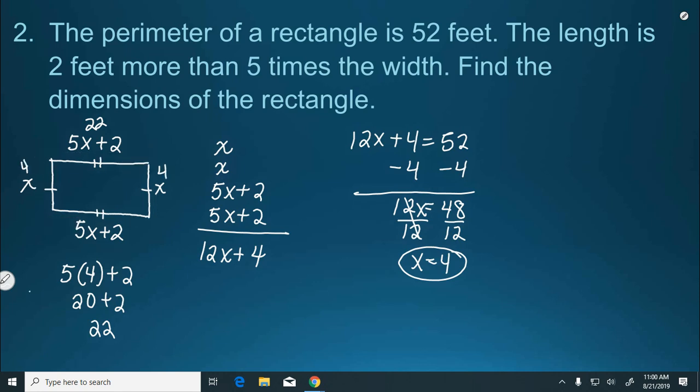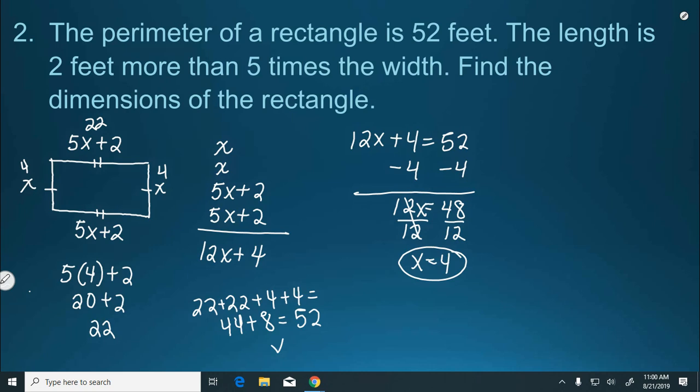And we can check to make sure that our math is correct. If we add 22, 22, 4, and 4, we should get 52. So that's 22 and 22 is 44, plus 4 and 4 is 8, and it is 52. So we did it correctly.